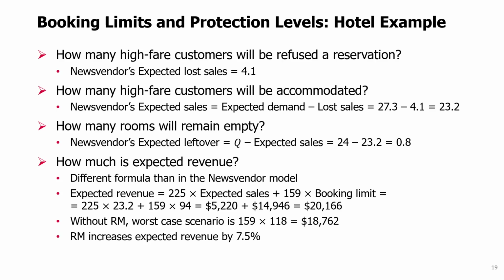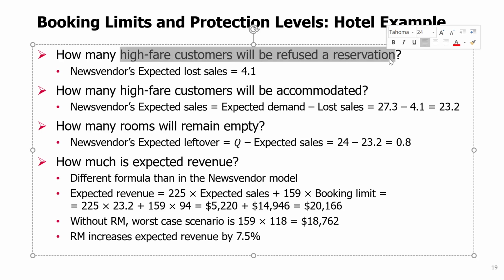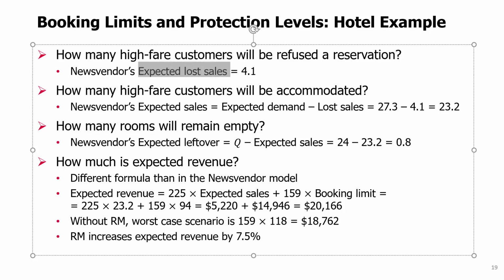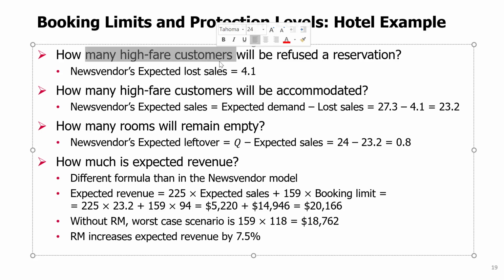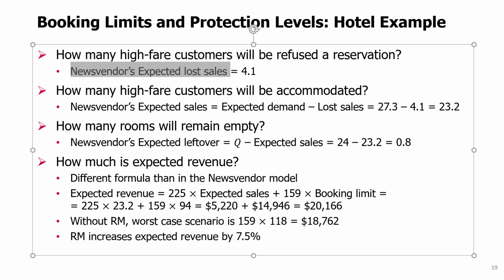So we can also calculate several measures based on the newsvendor measures. If we ask ourselves how many high fare customers will be refused a reservation, this is expected lost sales, because remember, the demand that we're talking about is for the high fare customers. And if the quantity is too small, we have lost sales. So we can use the newsvendor's expected lost sales, which is now 4.1. So we should expect on average 4.1 business travelers to be refused a reservation with the protection level Q of 24 that we assumed.